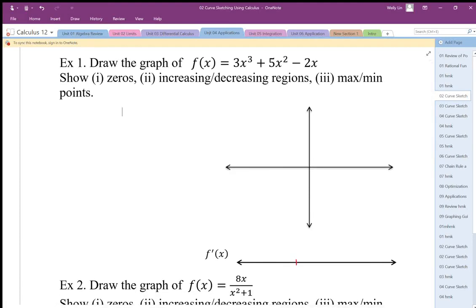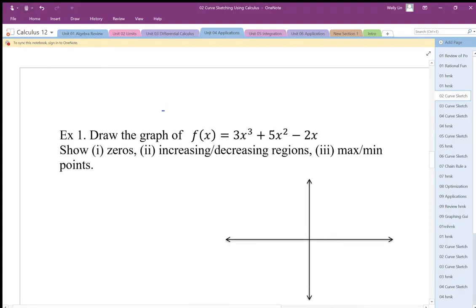Okay, so graphing these polynomial functions, we're going to still do the same things that we did before. We want to find out the zeros, but now we're going to include finding the max and min points and inflection points. In this case, no inflection points, but we're going to use calculus to find max and min points. So we're still going to do the same thing as before. We need to factor this and find out our zeros.